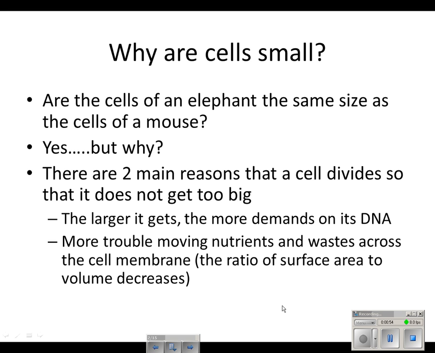And the cell would have a lot more trouble moving nutrients and waste across the cell membrane, because what happens is the volume of the cell gets much bigger, but the surface area of the cell membrane does not. So the ratio of surface area to the volume decreases, and the cell would have a lot of trouble getting the nutrients that it needs into the cell and its waste out of the cell.